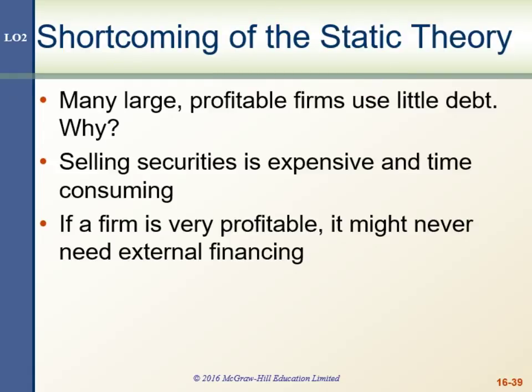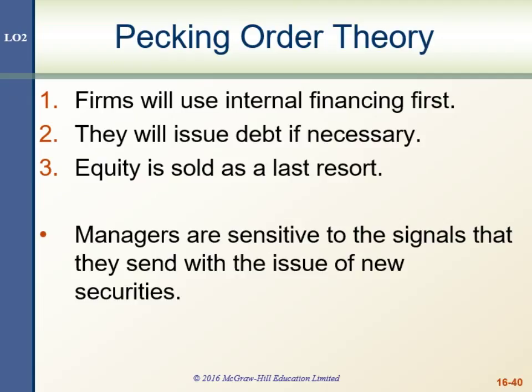Which brings us to the pecking order theory. The pecking order theory says that to the extent that internal financing is available, firms will use that first. Because it's relatively inexpensive, already under their control, doesn't require the issuing of any new securities or any new contracts, doesn't impinge on their ability to manage the firm. Lots of reasons to use internal financing first.